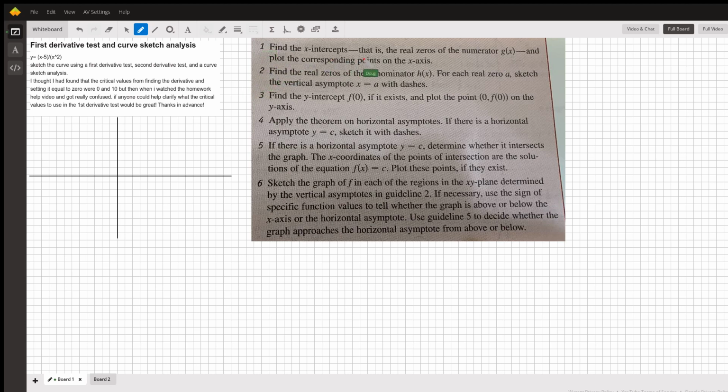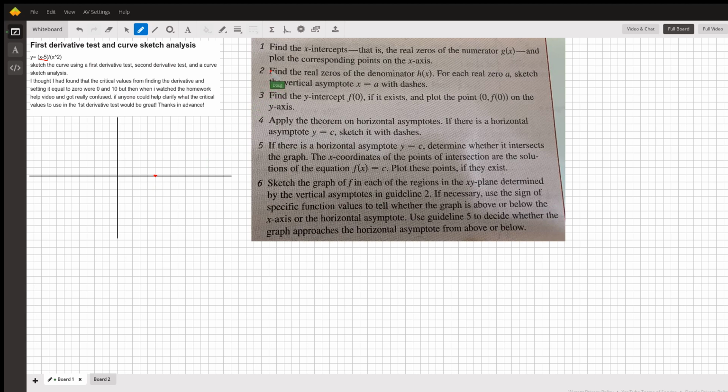Find the x-intercepts. That is all the real zeros of the numerator. This function will equal 0. Y will equal 0 when the numerator is 0. That's when x equals 5. 1, 2, 3, 4, 5. So there's a point on the curve right there, and x is 5, y is 0.